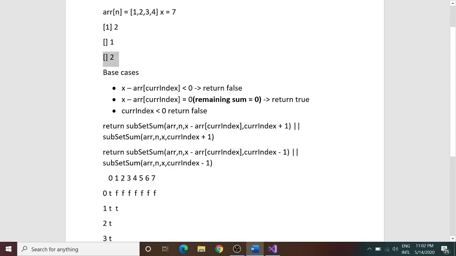Which matrix cell represents this case? This case, this 0 and 2. This case is signified by this matrix cell. So what does it state? It states false. No, I cannot make it. I cannot make a 2 with any of the subsets where the set itself contains 0 elements.